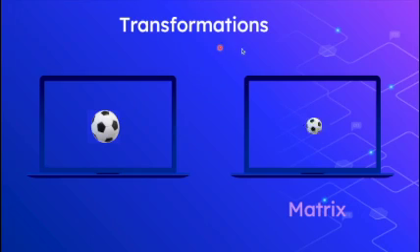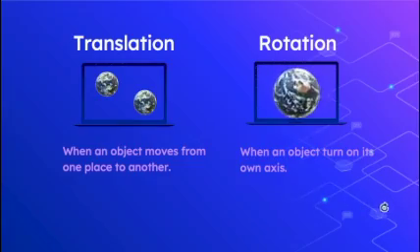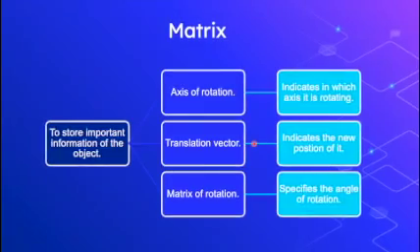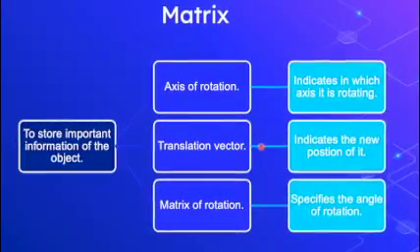Now let us present transformation. Transformation allowed us to change this into this. But it is important to mention that we are able to do this because of a matrix. Before presenting what a matrix is, let us present translation and rotation. Translation is when an object moves from one place to another, and rotation is when an object turns on its own axis. We use matrices of 4x4 in order to be able to make operations between vectors and matrices.